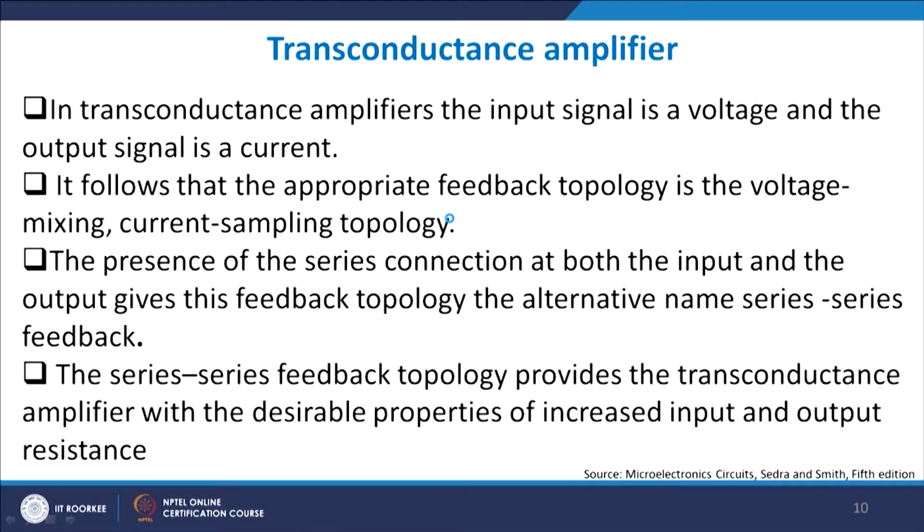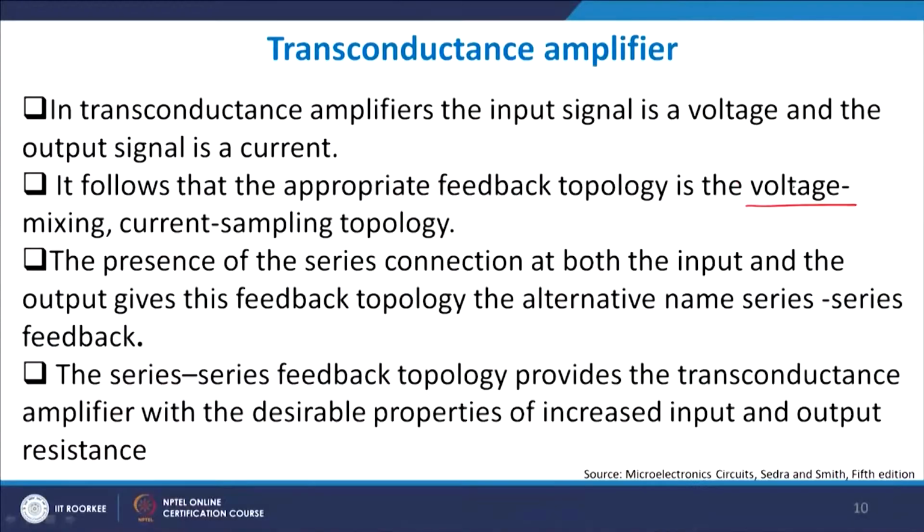Transconductance amplifier: the first one was voltage, so the input was a voltage and the output was a voltage. I used a VCCS, which is a voltage controlled current source. Then we have a current controlled current source, so it is a current amplifier, the second one. Now, we will have the first time where the input is a voltage and the output is a current. So, I will have a voltage controlled current source.